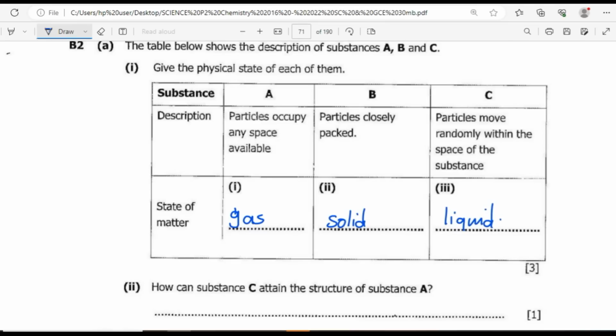How can substance C attain the structure of substance A? Substance A is a gas. Substance C is a liquid. So let's view it like this: how can a substance that is a liquid attain the structure of a substance that is a gas? How can we convert a liquid into a gas? We'll say by evaporation.